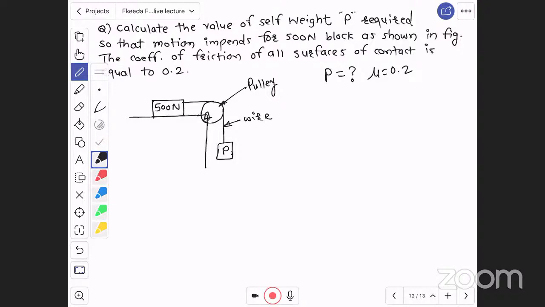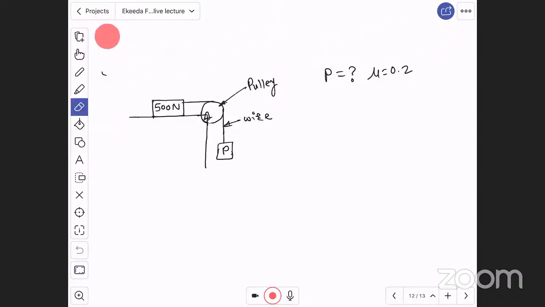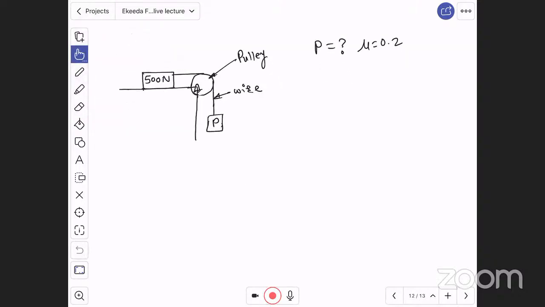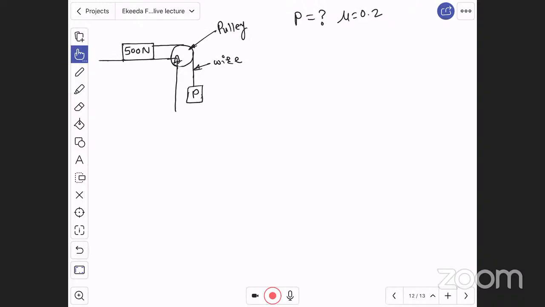Here, I am erasing the question. थोड़ा सा डायग्राम को देख के दोस्तों इमेजिन करने की कोशिश करो मोशन किस डायरेक्शन में होगा. Just try to imagine the direction of motion. See, because of this force P, the block is trying to move in downward direction. This block of weight P is trying to move in downward direction because of the gravity.